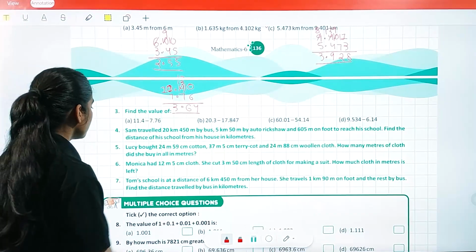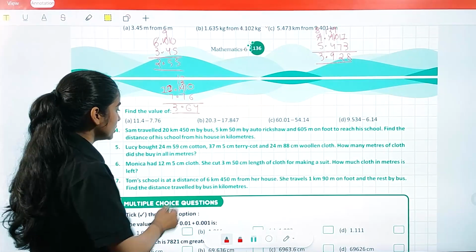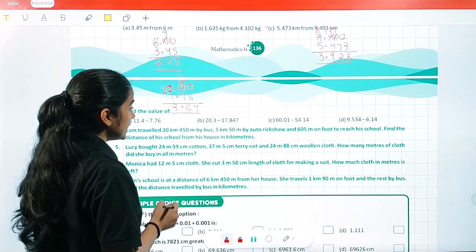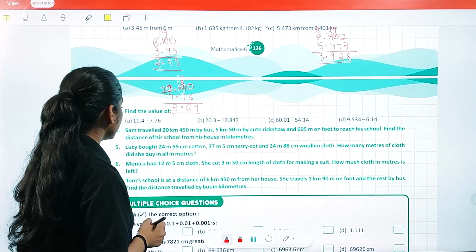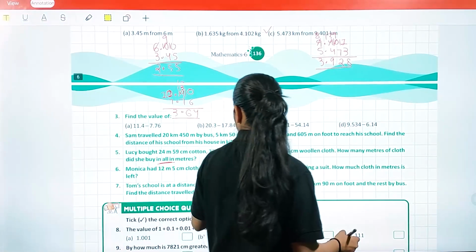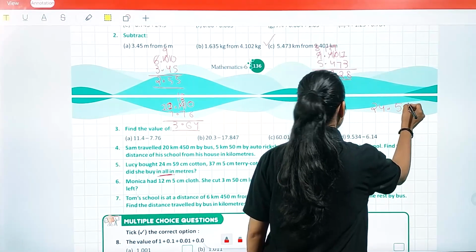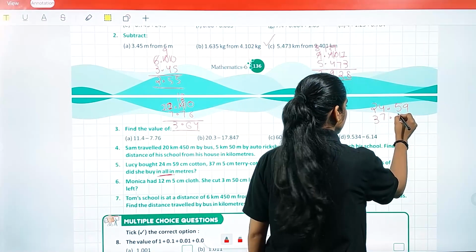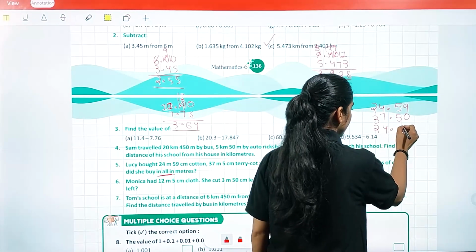Now we have word problems. Lucy bought 24 meter 59 centimeter cotton, 35 meter 5 centimeter terracotta and 24 meter 88 centimeter woolen cloth. How many meters of cloth did she buy all in meter? So when we have all, it means we have to add these values together. 24.59, 37.5 and 24.88.